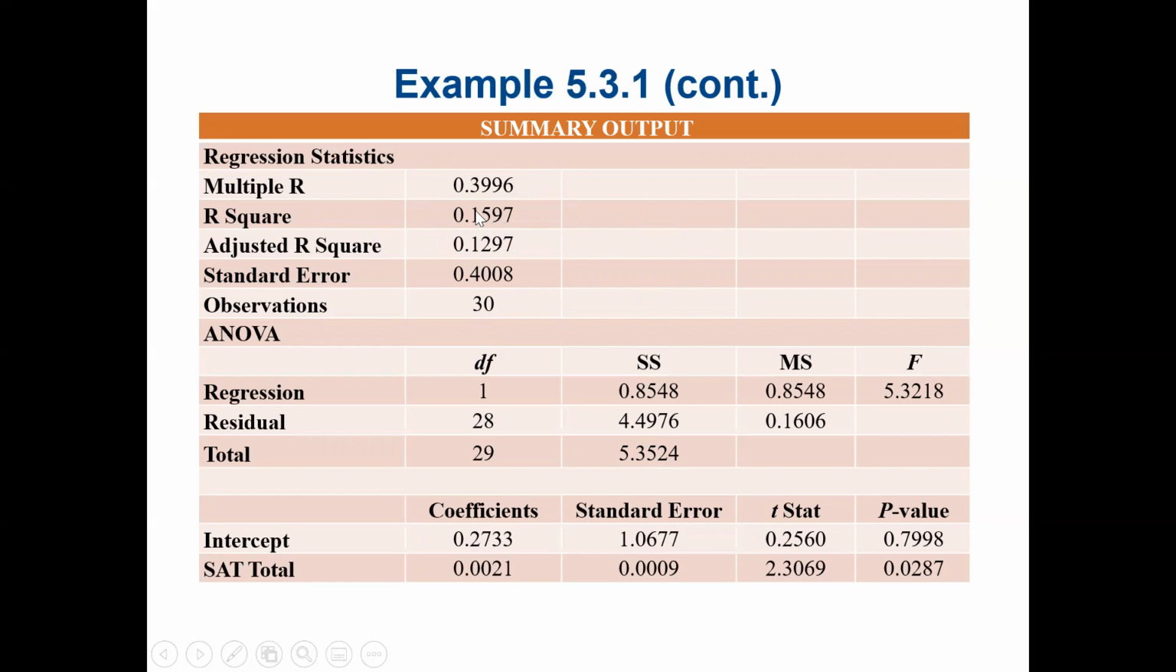So that was our question. What is the R square value? So this tells us that roughly 16% of the variation in the dependent variable is explained by the independent variable.